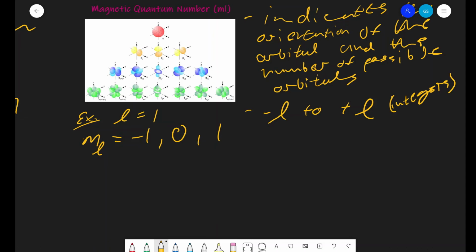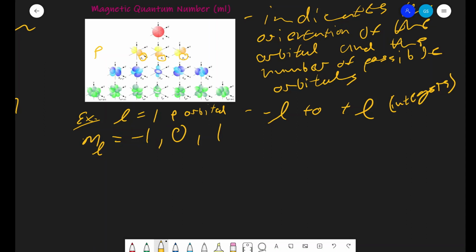And we can see that here. If L equals 1, we know this is the p orbital, and the p orbital looks like dumbbells. When L equals 1, that's what it looks like. The ML, or magnetic quantum number, indicates the orientation, and also how many there are. You see there's px, there's pz, and there's py. That is the orientation. So that's basically the magnetic quantum number.